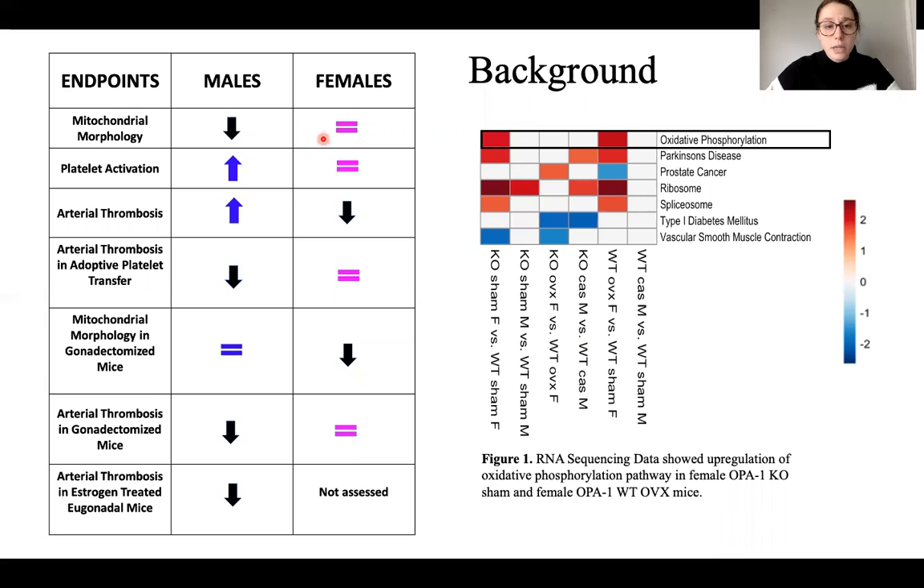Whereas in our female mice that did not have OPA-1, we didn't see any significant changes in mitochondrial morphology. Again, no phenotype change in platelet activation. However, we did see increased time to form an arterial thrombus.